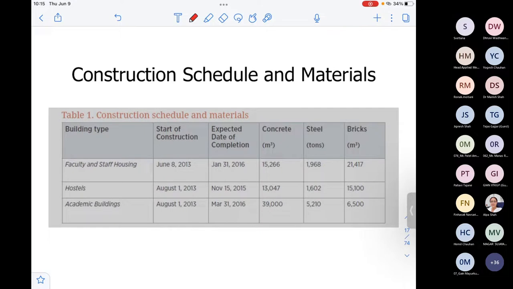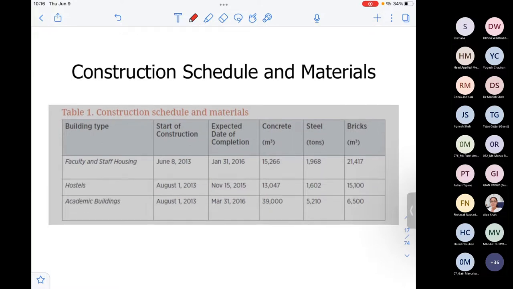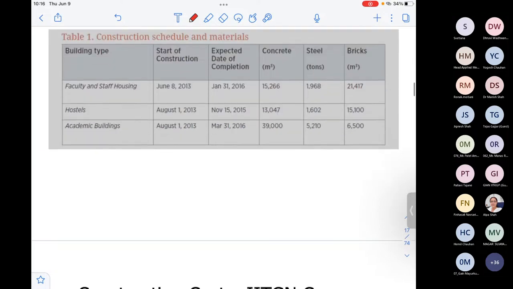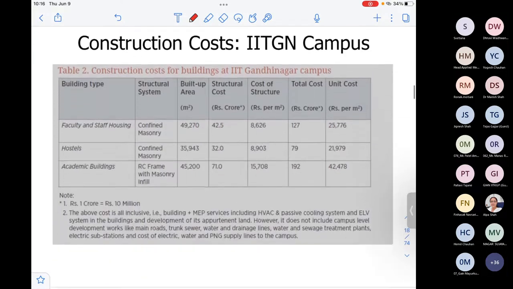This is the amount of concrete, steel and bricks for housing, for hostels, and for academic buildings. You can see that the amount of concrete in housing and hostels is much less than in academic blocks. But I think the square footage, the footprint area, is missing, which would be useful to have. Anyway, some of this information is presented in that construction publication, which I will share with you.